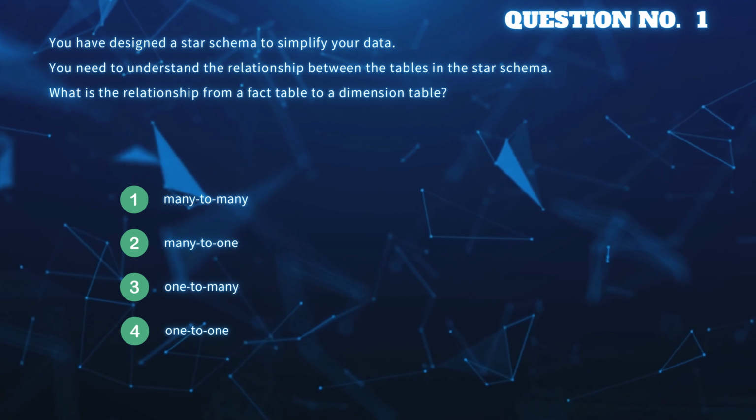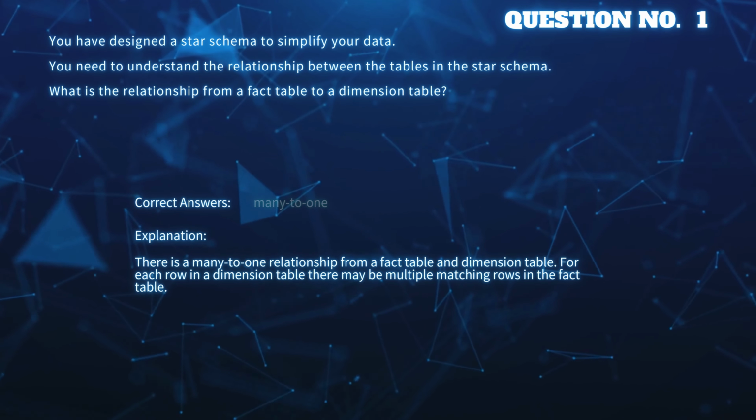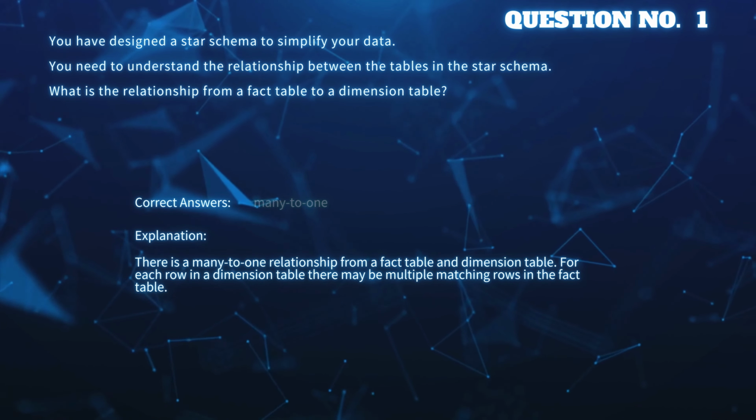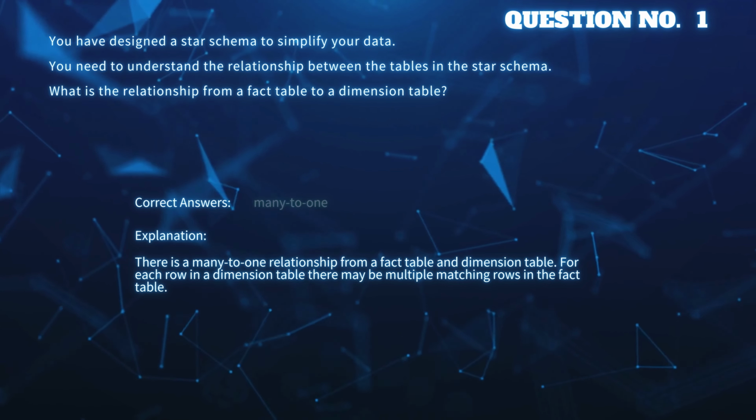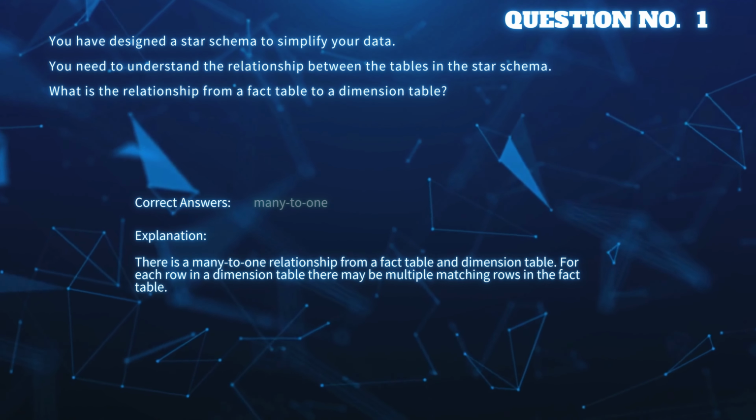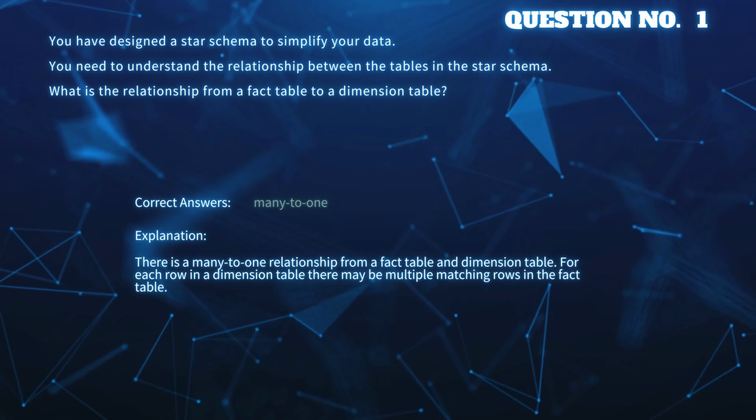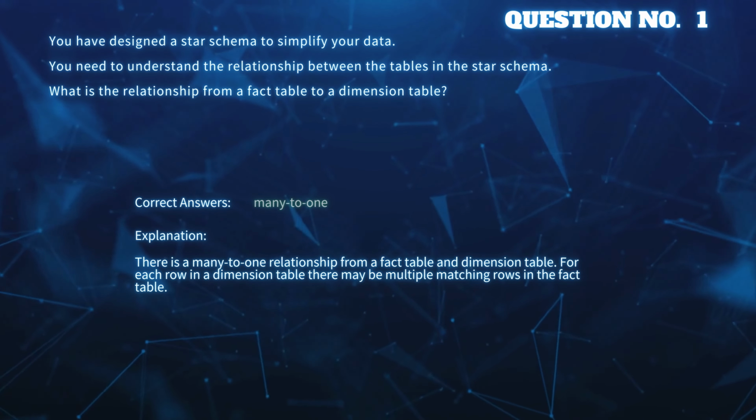Correct answer: many to one. Explanation: there is a many-to-one relationship from a fact table to a dimension table. For each row in a dimension table there may be multiple matching rows in the fact table.